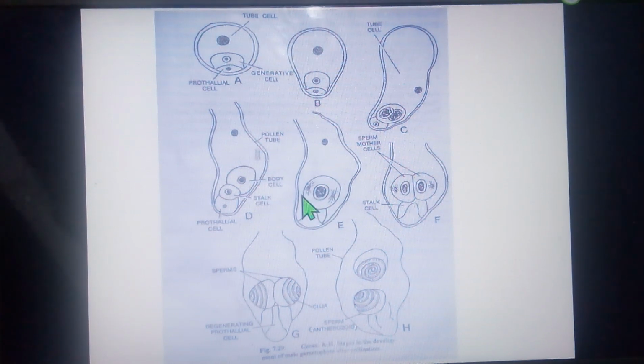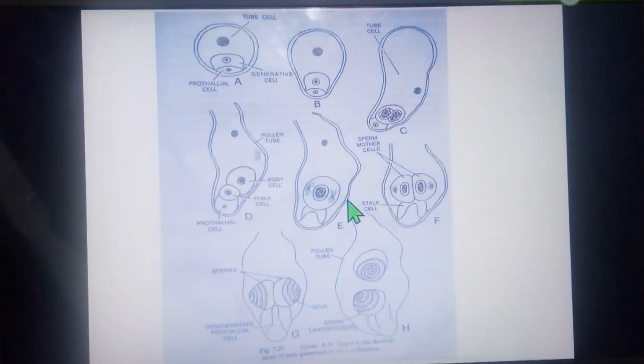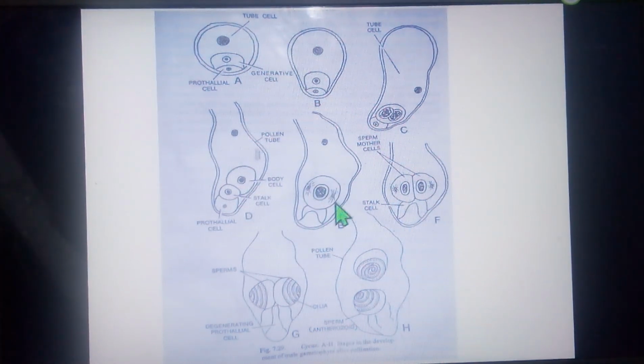Now just before fertilization, the body cell divides into two cells, and these two cells are referred to as the sperm mother cells, each containing a nucleus and one blepharoplast. So here the body cell, with two blepharoplasts, will divide to give rise to two sperm mother cells, each with a nucleus and a blepharoplast.